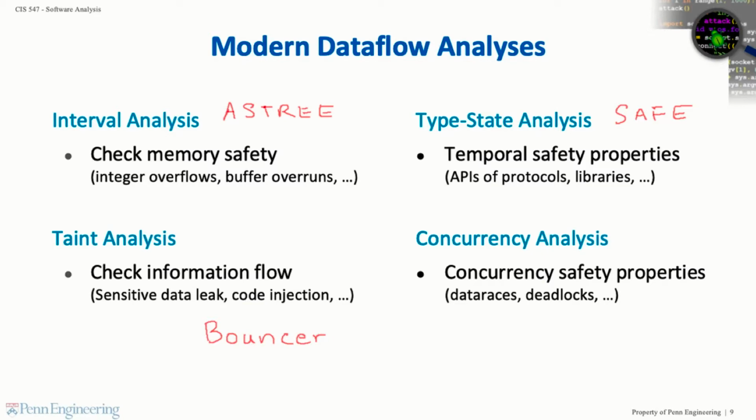Finally, concurrency analysis is used to check for concurrency safety properties such as data races and deadlocks. As we saw in the CUS tool in the module on random testing, concurrency bugs are notoriously hard to uncover using testing because they typically manifest under highly specific schedules that are dictated by the underlying thread scheduler. An example of a tool that uses dataflow analysis to find concurrency bugs is Facebook's RacerD for finding data races in concurrent Java programs.